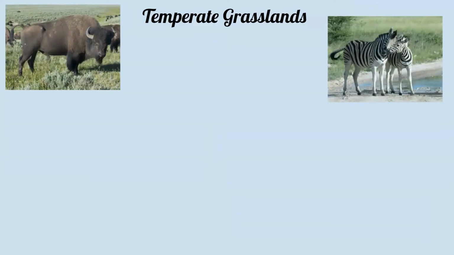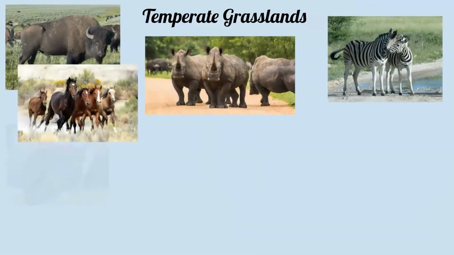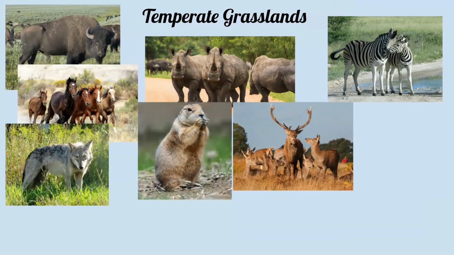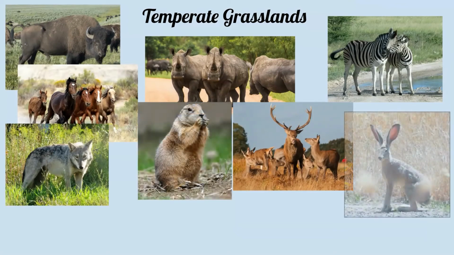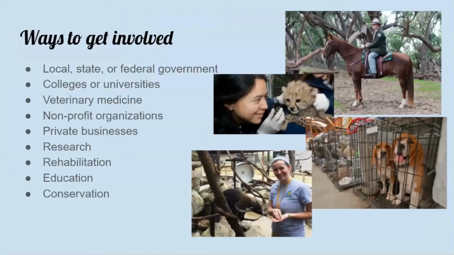Temperate grassland animals are going to be kind of similar to the savanna grassland animals. You'll see some similar animals like bison, gazelles, zebras, and rhinos, but you'll also see other animals like wild horses, wolves and coyotes and deer. You'll find prairie dogs, jackrabbits, skunks, and badgers as well.